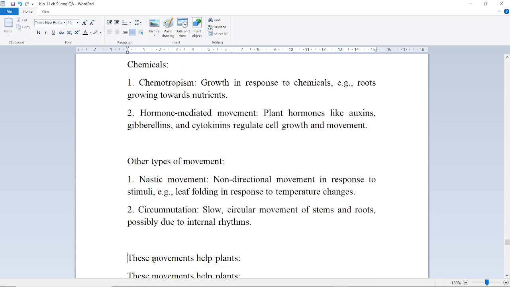Next is chemicals. Chemotropism: growth in response to chemicals, for example, a root growing toward nutrients. Hormone-mediated movement: plant hormones like auxin, gibberellin, and cytokinins regulate cell growth and movement.